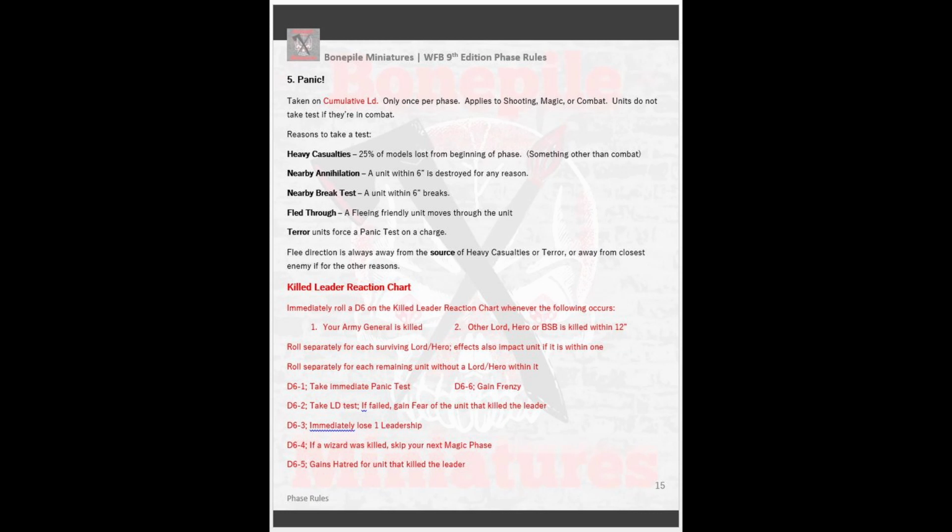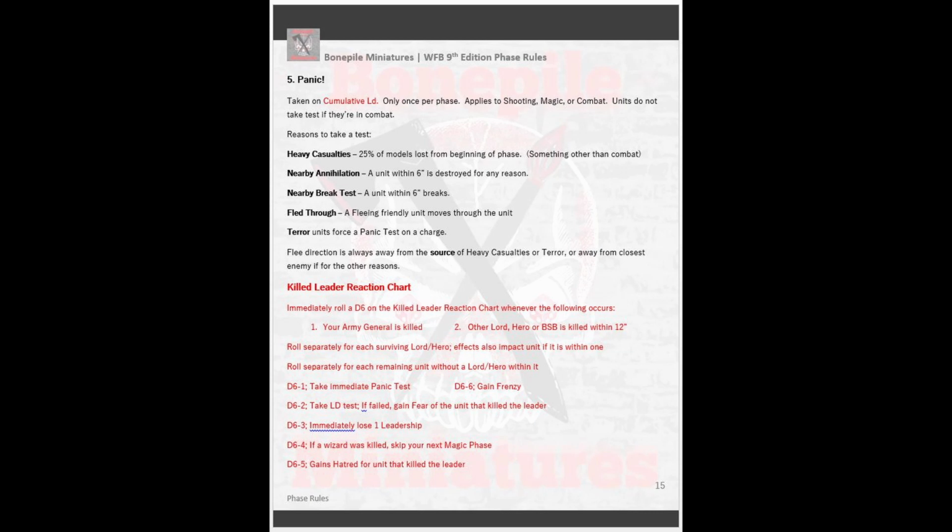So basically there's 2 conditions. If your army general is killed, every unit must make this roll. But if another hero or lord that's not the general is killed, then it only applies to those units that are within 12 inches of that character. So the reaction chart works off just a 1d6, and here's what it says.